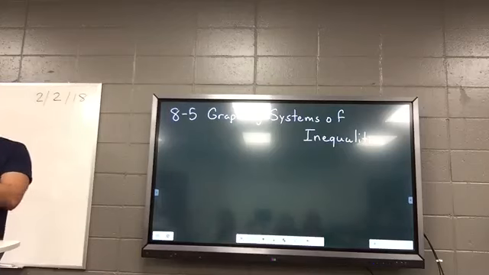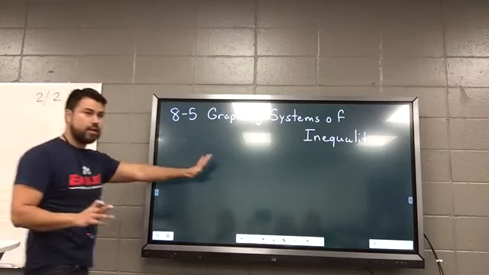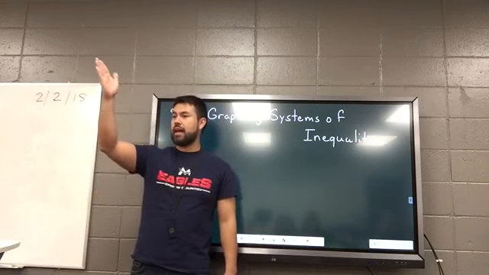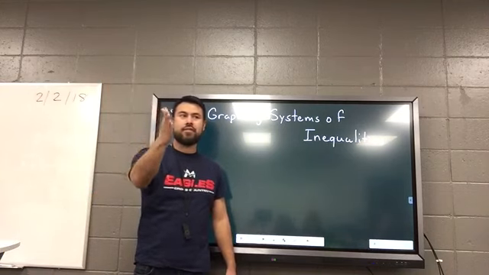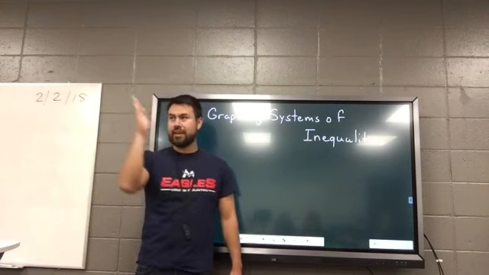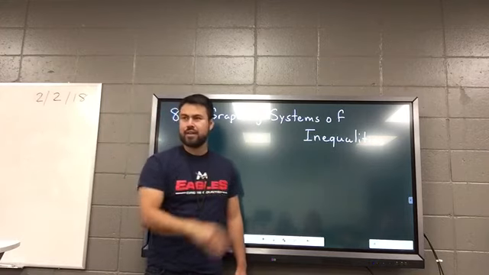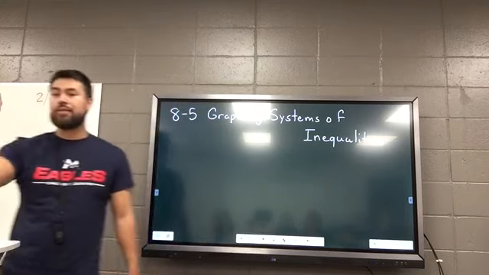Graph just one inequality on a coordinate plane. Do you guys remember that you have a certain type of line? What were the two types of lines you could have? There's a solid line or a dashed line. Yeah, you have a solid line or you have a dashed line.